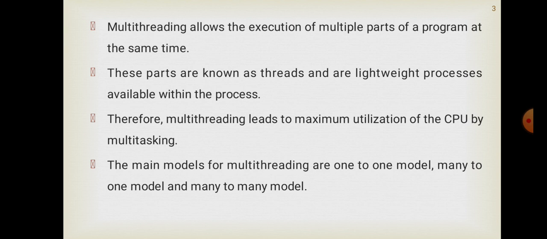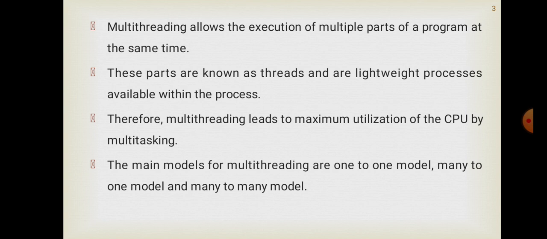First we are going to discuss multi-threading. Multi-threading allows the execution of multiple parts of a program at the same time. These parts are known as threads. Now we know that a thread is a lightweight process available within a process. A process can have more than one thread. Multi-threading leads to maximum utilization of the CPU by multitasking.